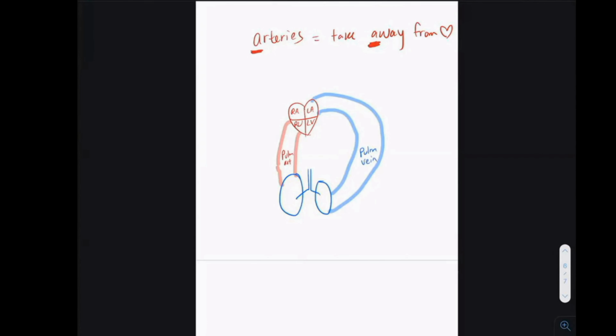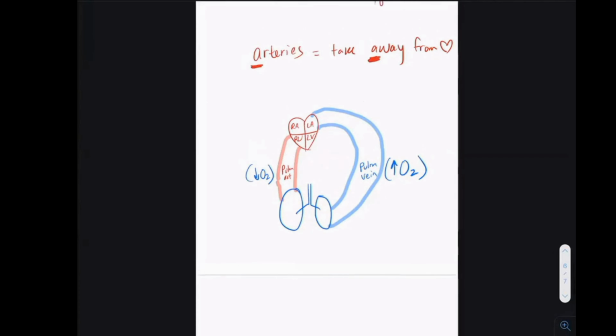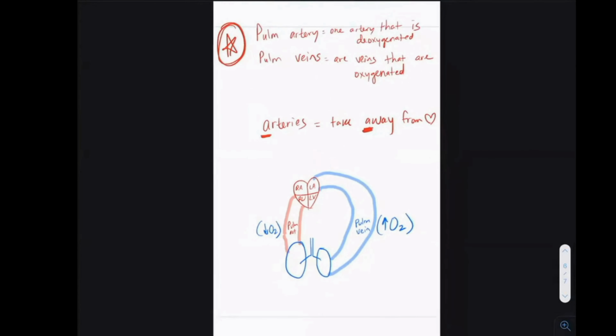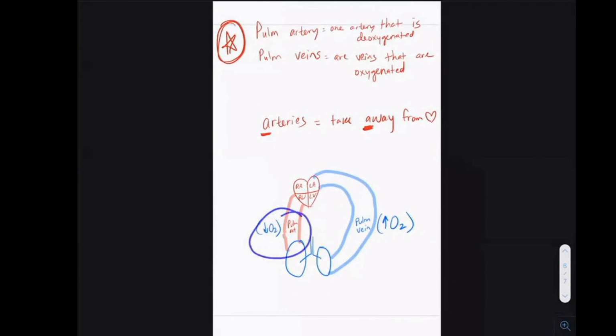All right, so we're going to say the pulmonary vein has a high amount of oxygen because it's already gone to the lungs. The pulmonary artery has a low amount of oxygen because it's taking all the heart's used up blood from the rest of your circulation to the lungs. Okay, so make sure you know that. Pulmonary artery, again, is deoxygenated because it's taking the used up blood to the lungs. Pulmonary vein has high oxygen because it's taking the blood from the lungs back to the heart so your body can circulate it.